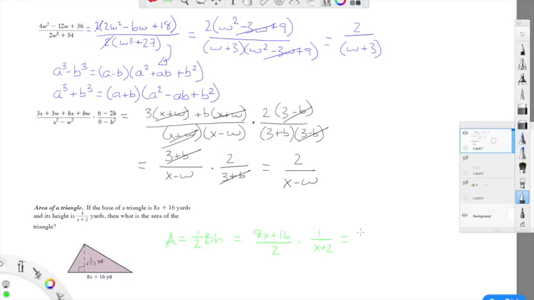And we get, we'll take an 8 out of the top. We could do this a couple of different ways. We're going to take out some factors anyway. Get 8 times the quantity x plus 2 over 2. That's all times 1 over x plus 2. So since we have x plus 2 on the top and bottom, we can eliminate those, and we're left with 8 over 2, or 4 yards. So we started with a variable and we ended up with a numerical answer.